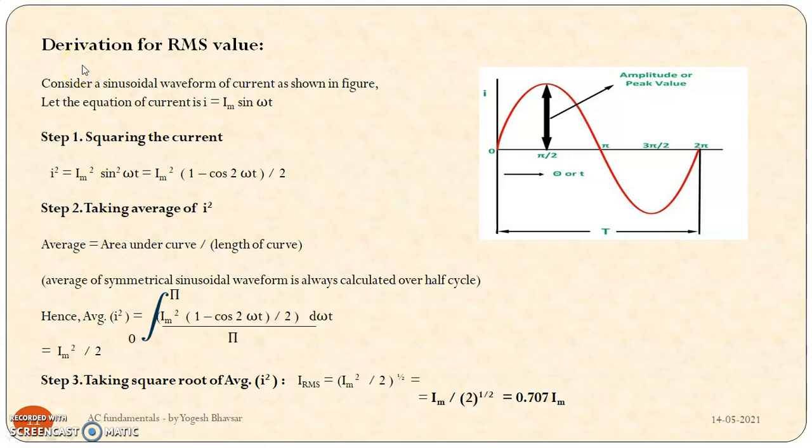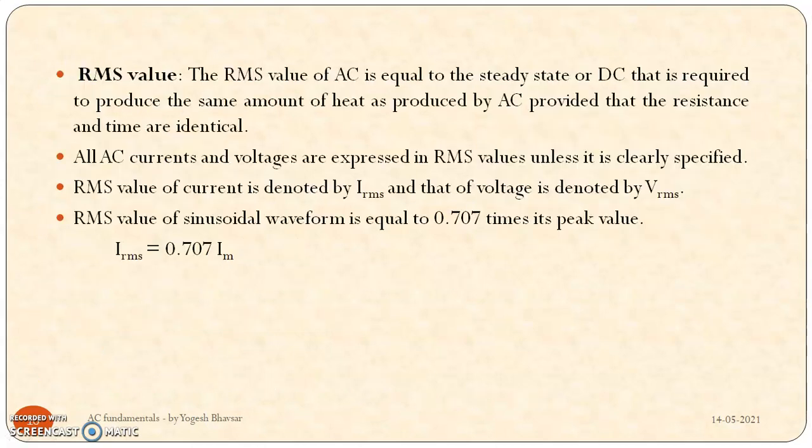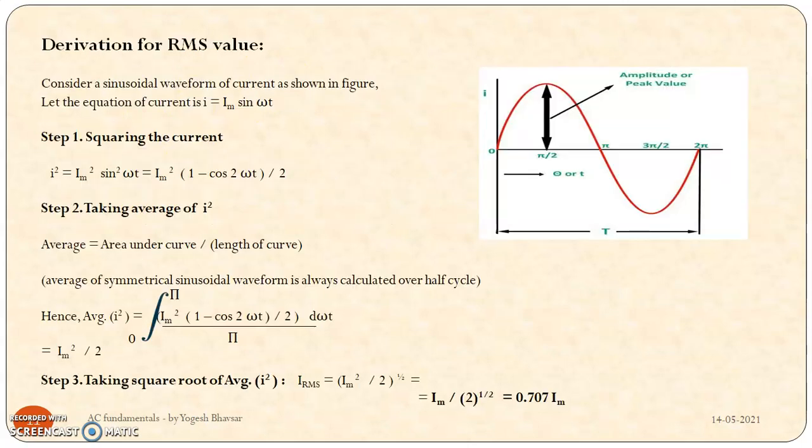Now there is a derivation for it. You have to prove that the IRMS value is equal to 0.707 times the maximum value. For that, let us consider this simple sinusoidal waveform as you have considered previously. Its instantaneous value i is equal to Im sin omega t. Take the square of this waveform: i square is equal to Im square sin square omega t. Sin square omega t is (1 minus cos 2 omega t) by 2.